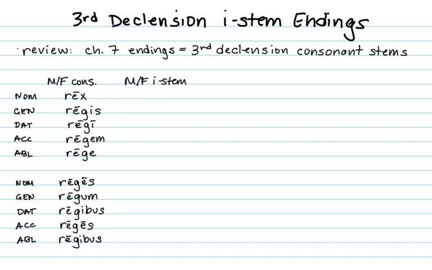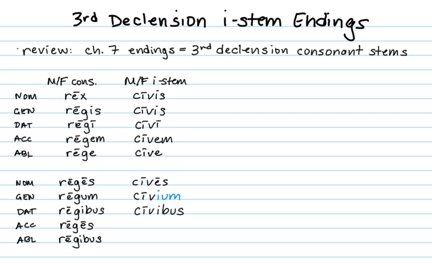The new forms are mostly the same. In the singular, there's no changes. Civis, civis, civi, civem, cive. In the plural, cives, and then civium with an I before the um. Civibus, cives. An alternate form of cives, the accusative plural, is civis. It's very common in real Latin and not so common in this Wheelock textbook. And then ablative plural, civibus.